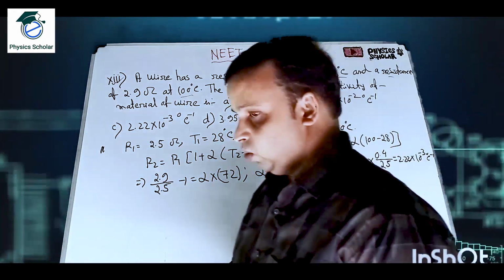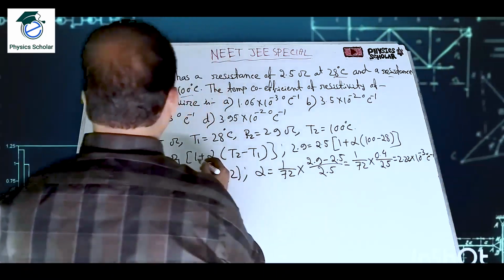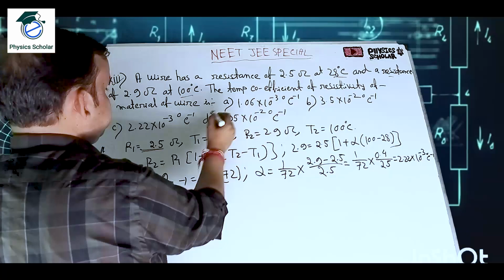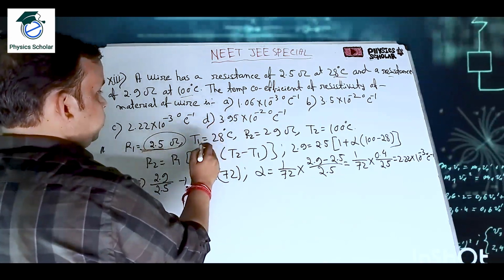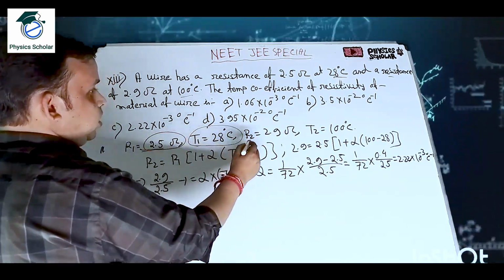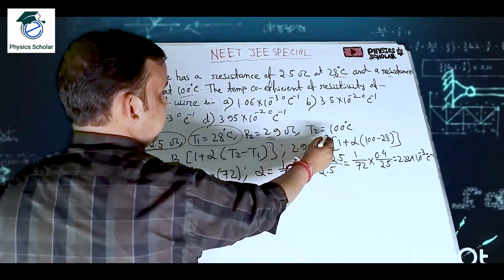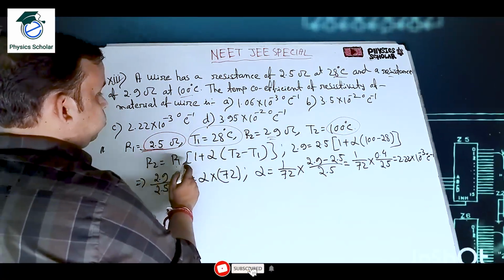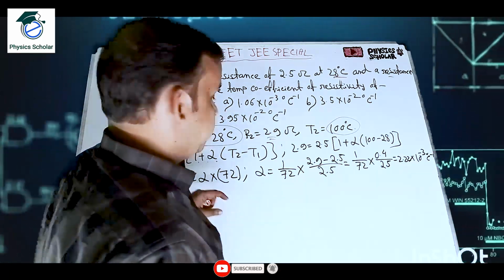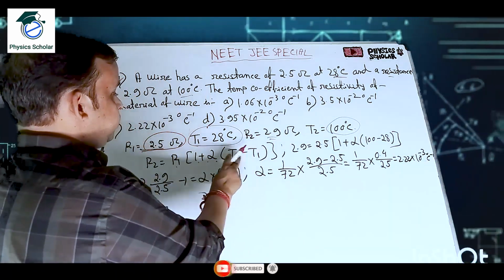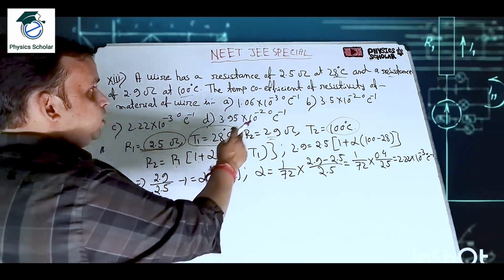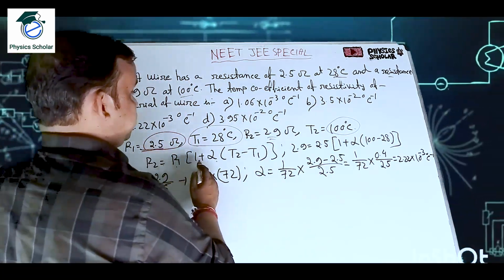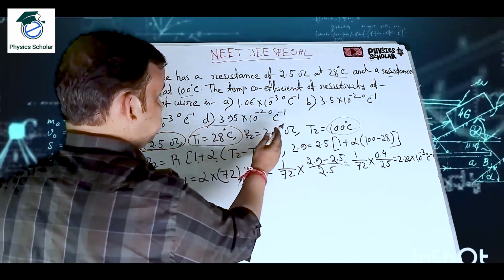So now what is given? R1, the resistance at 28 degrees centigrade, is 2.5. T1 is 28 degree, the initial temperature, R2 is the final resistance, and the temperature T2 is equal to 100 degree centigrade. Now the simple formula: R2 is equal to R1 into 1 plus alpha into T2 minus T1, the increase in temperature. Alpha means nothing but the temperature coefficient of resistance of the material.